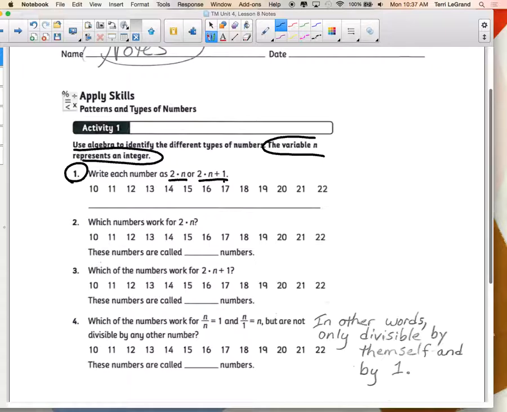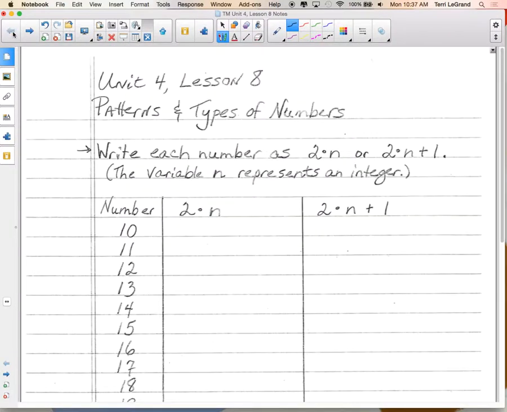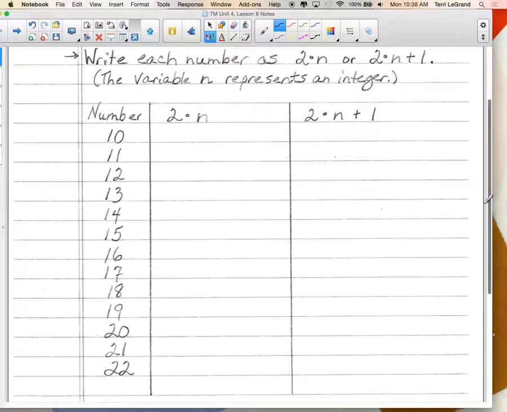So when it says that the variable n represents an integer, now we have an idea of what they're talking about. So we have the numbers 10, 11, 12, 13, 14, 15, 16, 17, 18, 19, 20, 21, and 22. And we have to assign each of those one of those algebraic expressions. So let's go over to that other handout, and let's do it in this table that I have set up for us. This is where we will show our work, okay?